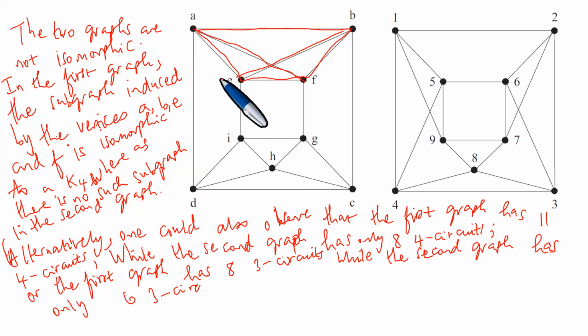Let's look at A, E, F, B, A. These are 4-cycles. That is one. And now there's another one, A, D, I, E, A. Two, E, F, G, I, E. Three, right, F, B, C, G, F.